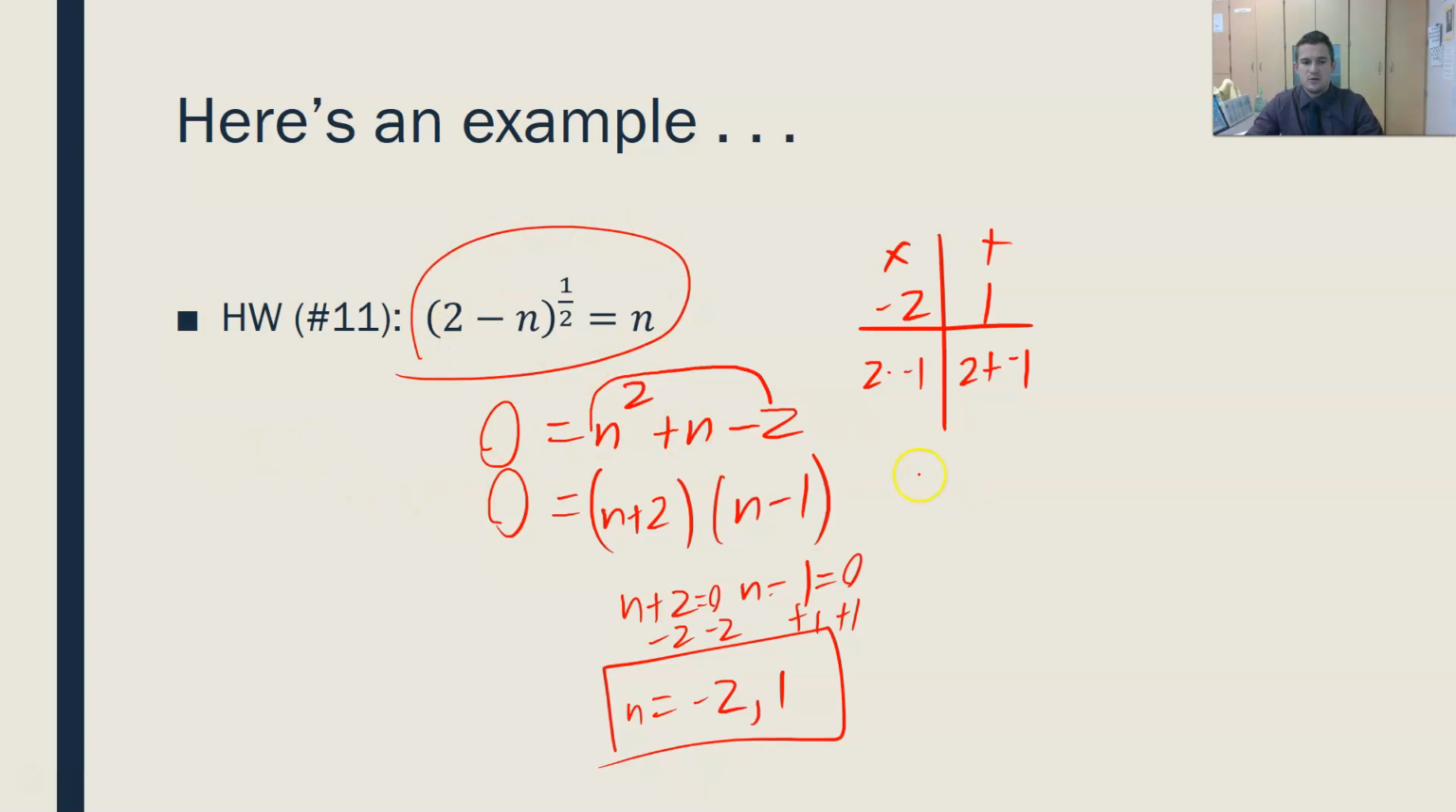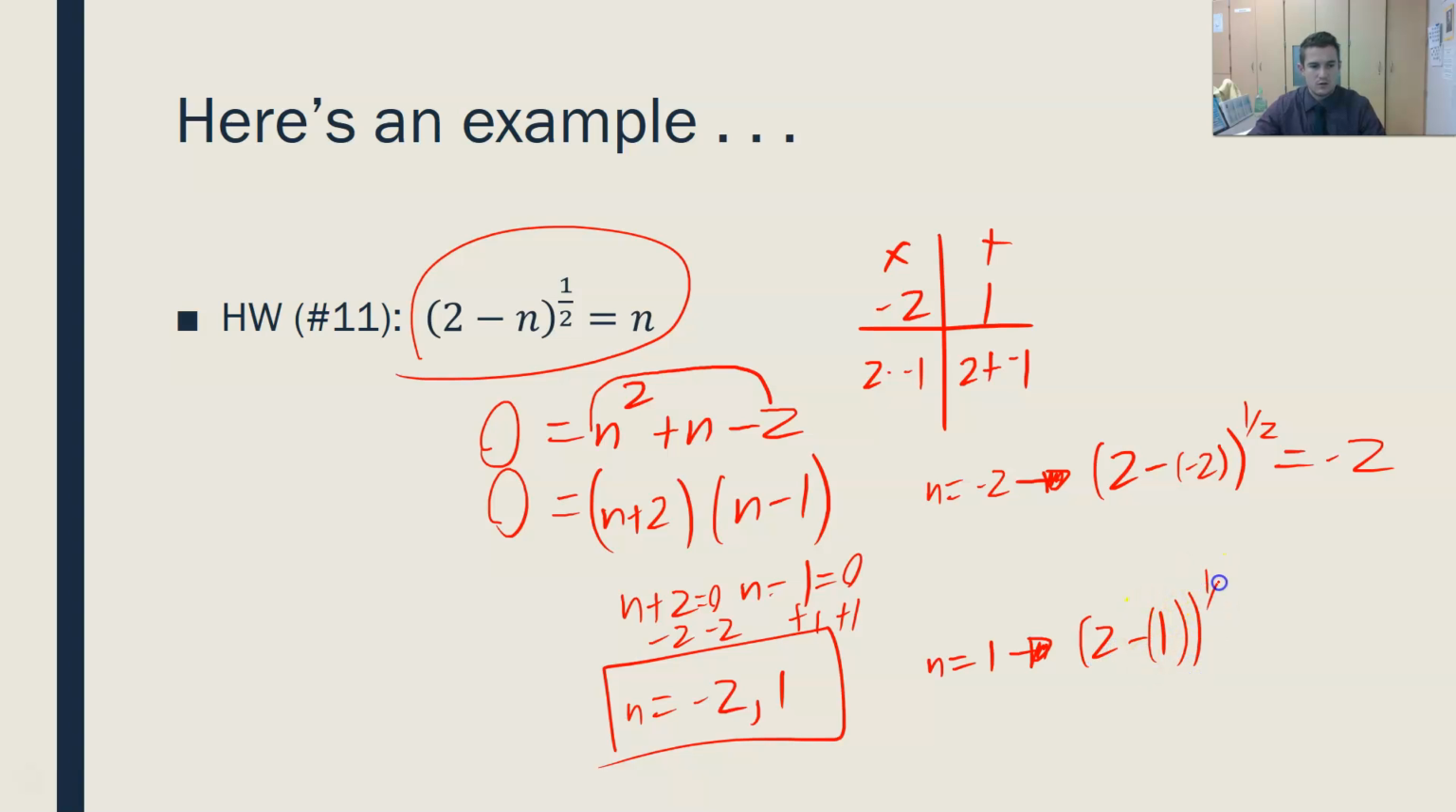So let's put these values in. If n is equal to negative 2, that would mean in my parentheses I have 2 minus negative 2 to the 1/2 power equals negative 2. And then down here, if n equals 1, then I'd have 2 minus 1 to the 1/2 power equals 1. Well, 2 minus negative 2, that's 2 plus 2, which is 4. So I have 4 to the 1/2 power equals negative 2. Remember, to the 1/2 power is the same as a square root.